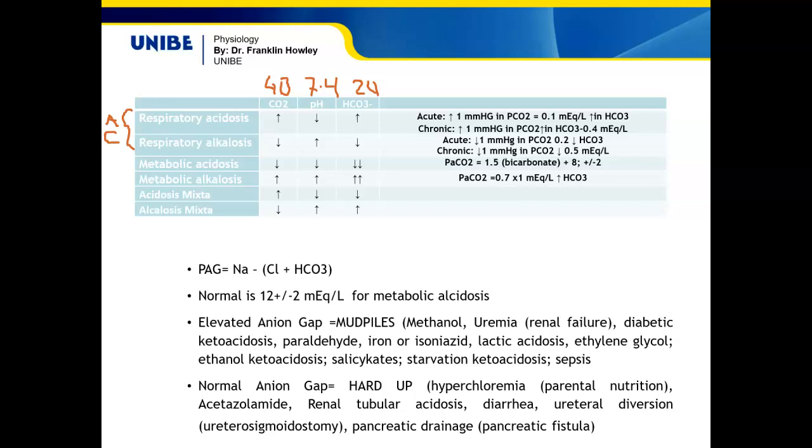Okay? And just be aware that in metabolic acidosis, I need to calculate the anion gap, which I said is sodium minus chloride plus bicarbonate, and this should be between 8 and 15 milliequivalents per liter. If the anion gap is increased, that means the patient has a metabolic acidosis, which can be methanol poisoning, uremia, diabetic ketoacidosis, etc. If they have a normal anion gap, it could be hyperchloremia, renal tubular acidosis, diarrhea, etc.